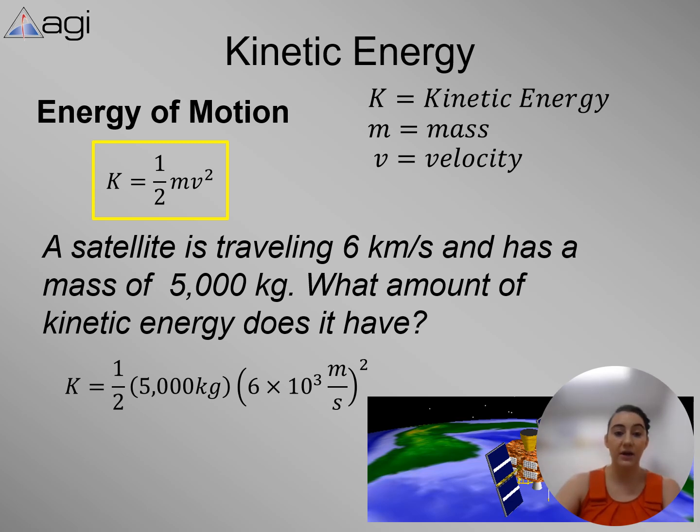So we're starting with kinetic energy is equal to 1/2 times 5,000 kilograms, we got that from the problem, multiplied by 6 times 10 to the 3rd meters per second, squared, okay? That's going to break down to our total kinetic energy being equal to 9 times 10 to the 10th joules, okay?